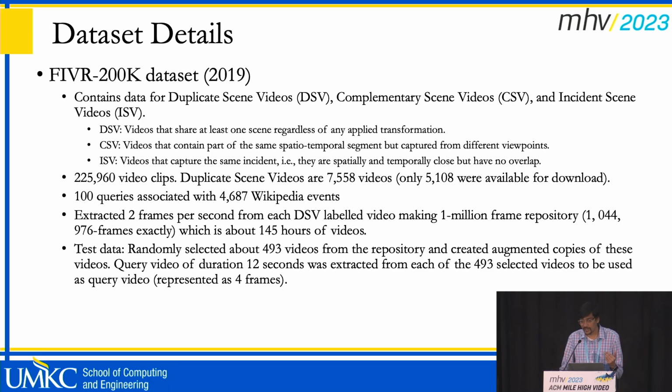So when we tried to download this, only about 5,100 videos were available for downloading. So we take these 5,100 videos, and one more thing, this dataset has 100 queries. 100 queries means 100 different classes, so 100 different types of videos.